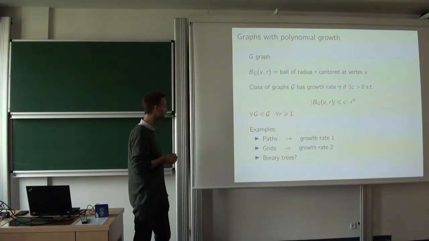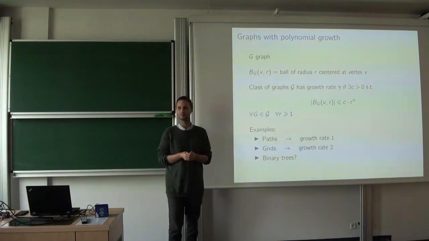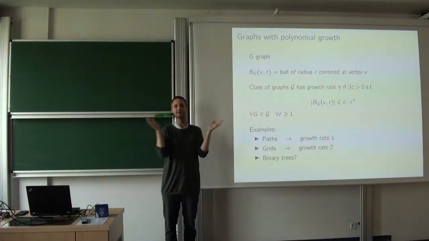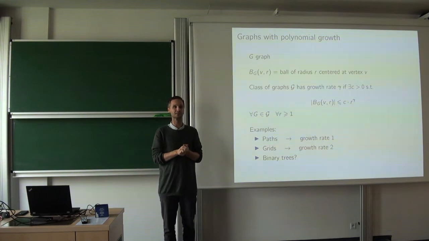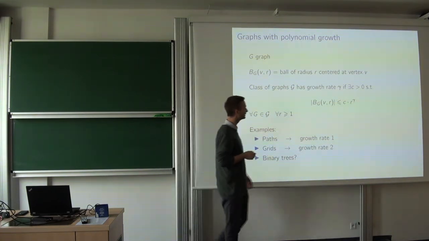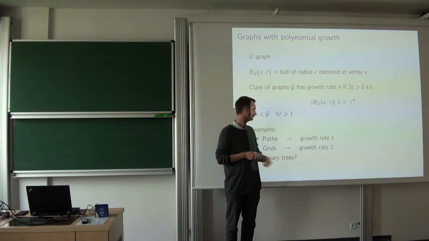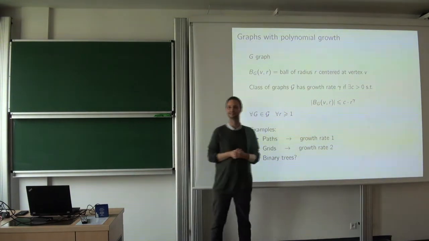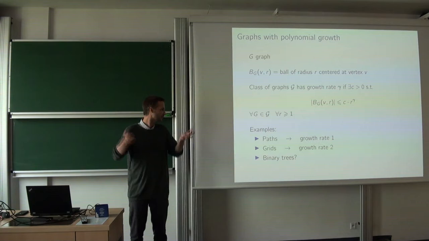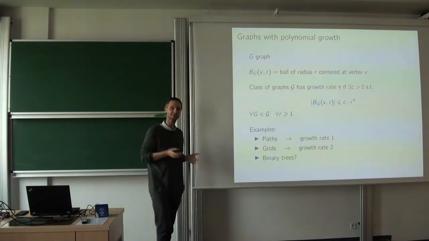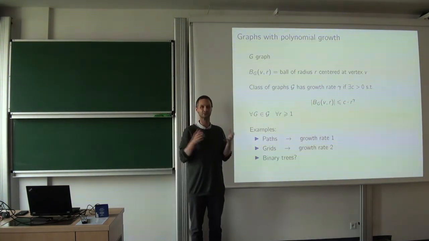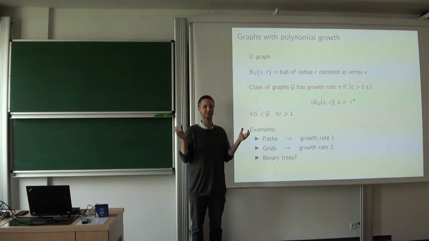Okay? So for instance, if you look at paths, well, a ball of radius r in a path has size at most 2r plus 1, right? So there you can take gamma to be 1. Right? So you have a growth rate of 1. I will call gamma my growth rate. Now if you look at a grid, well, now you have 2 dimensions, and the balls, they can grow quadratically. So the growth rate is 2, etc.